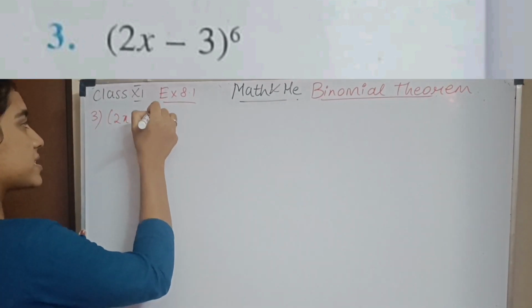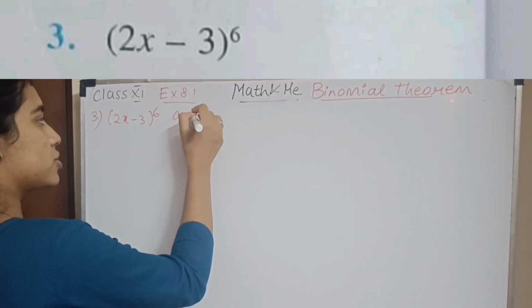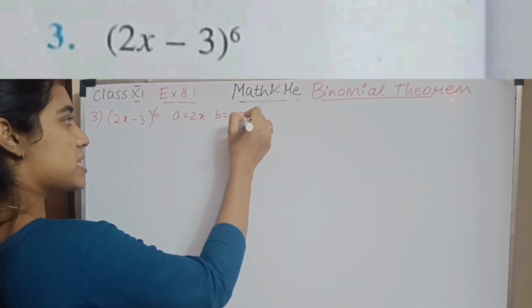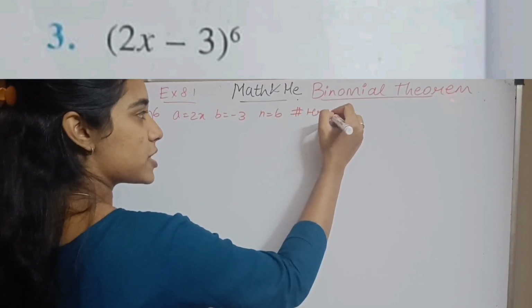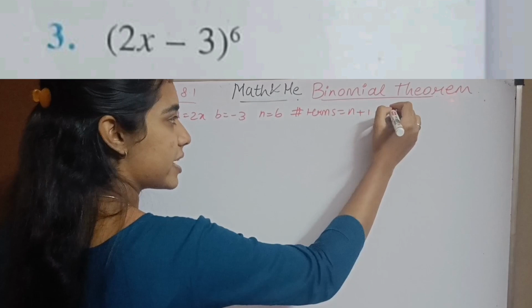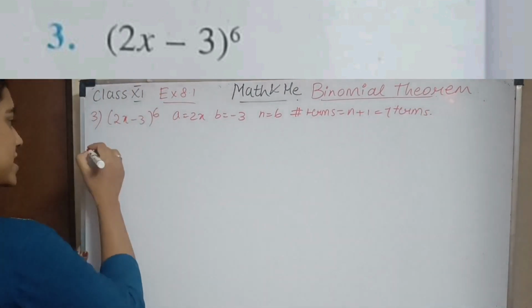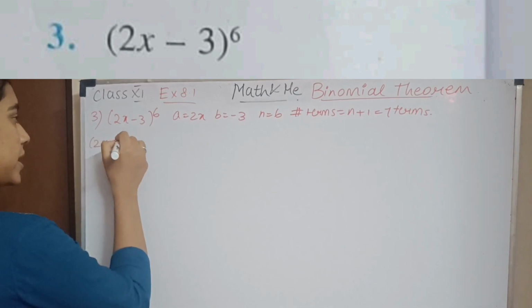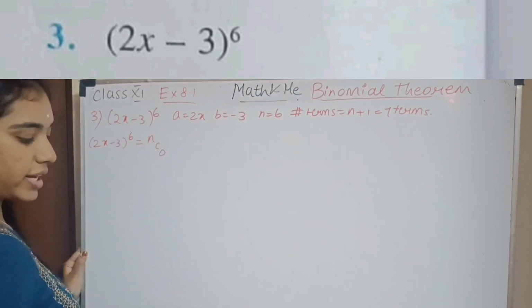(2x minus 3) to the power 6. So your A is 2x, your B is minus 3, your N is 6. The total number of terms is N plus 1, 6 plus 1, 7 terms. Okay. First, (2x minus 3) the whole power 6 is equal to NC0. Your N is 6.